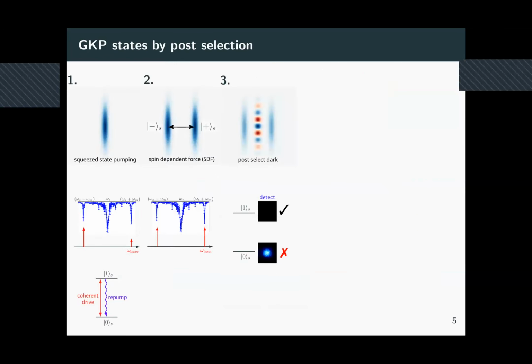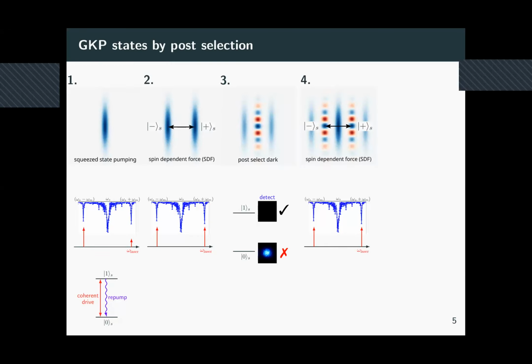And so now, using this technique, a former PhD student in our group used this to create GKP states. If you essentially do the same two steps again, steps 2 and 3 repeated, then you can again split this squeezed state into two separated wave packets. And then by doing another post-selected dark measurement, you will get an approximate finite energy GKP state.